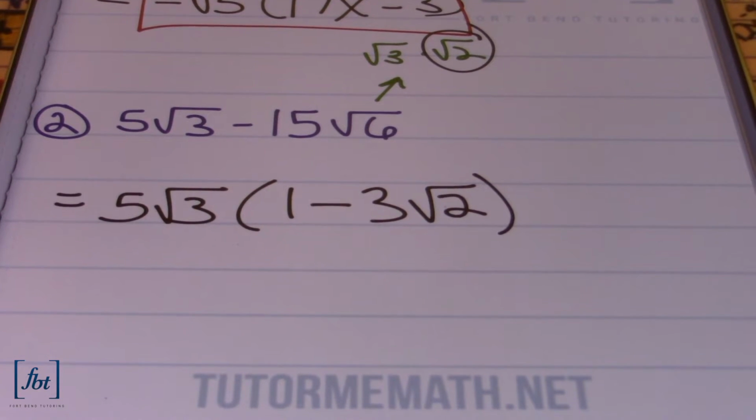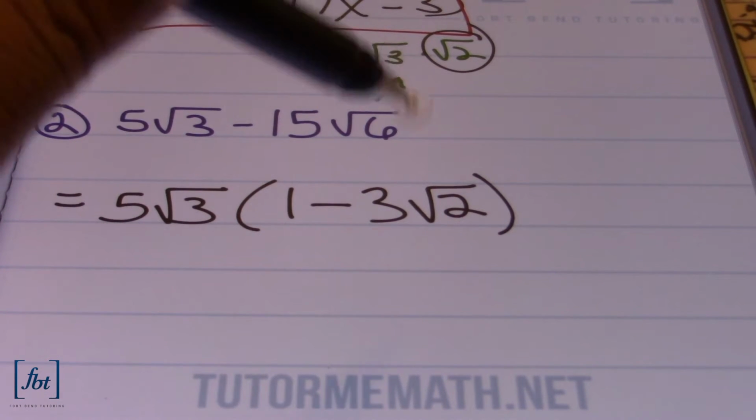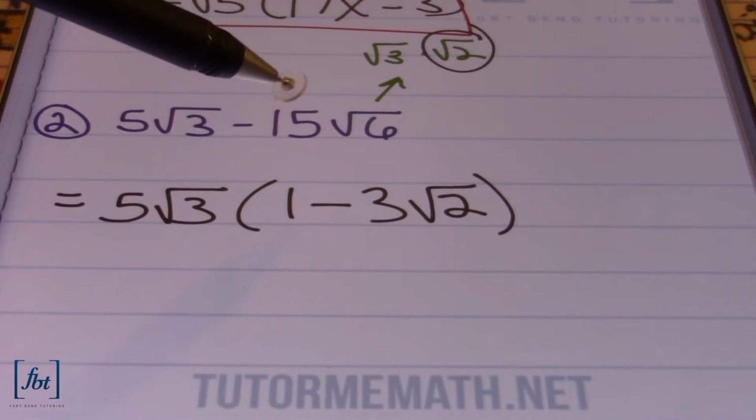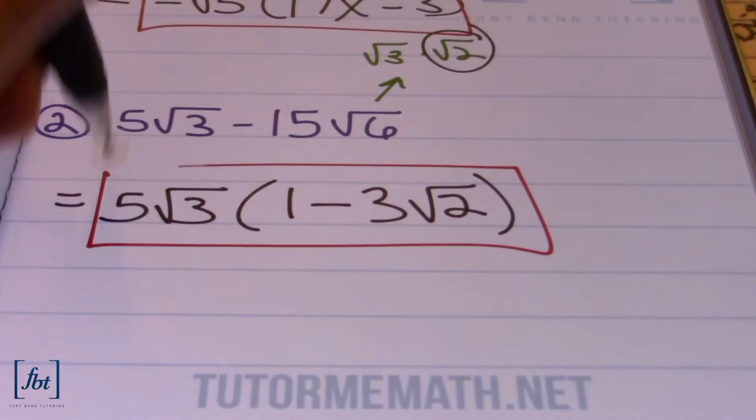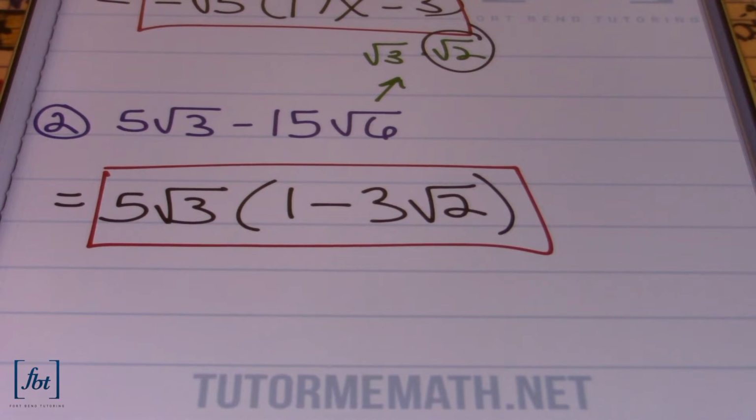See, if I were to multiply this back together, 5 square root of 3 times 1 is 5 square root of 3. 5 square root of 3 times negative 3 square root of 2 gives you negative 15 square root of 6. Yes, it does. It's beautiful. Let's red box it. It's done. All right, let's move on.